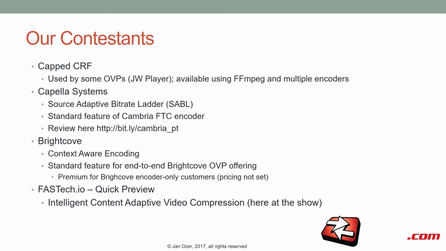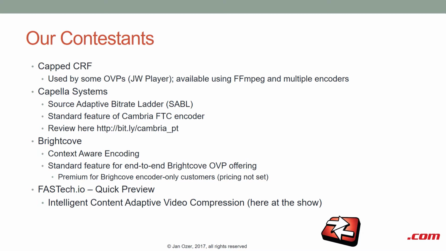Capella Systems, we talked about, they have a feature called Source Adaptive Bitrate Ladder. It's a standard feature of their Cambria FTC encoder. I reviewed this last year, and you can read the review at the URL shown. Brightcove debuted context-aware encoding a few months ago, 6 or 7 months ago. It's going to be a standard feature for end-to-end Brightcove OVP offering. A lot of stuff isn't set in stone yet. Will Zencoder offer it? What the price premium, if any, will be. So that wasn't available the last time I asked them.